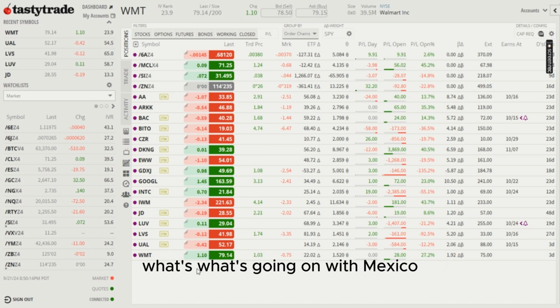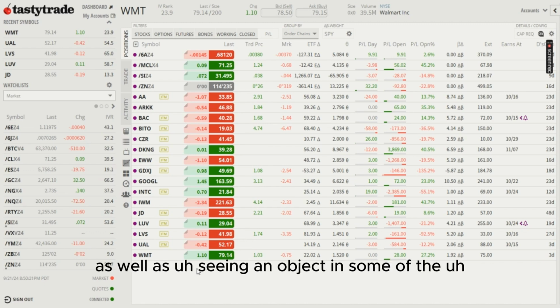Again, what's going on with Mexico? Why is Mexico having such a difficult, dark time right now, at least according to its ETF of EWW, as well as seeing an uptick in some of the gaming stocks?